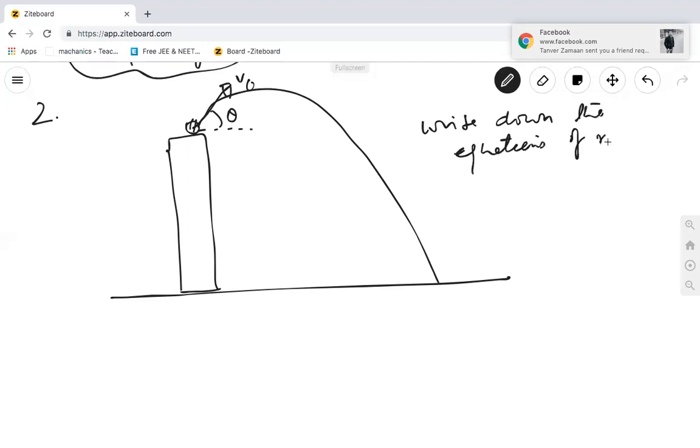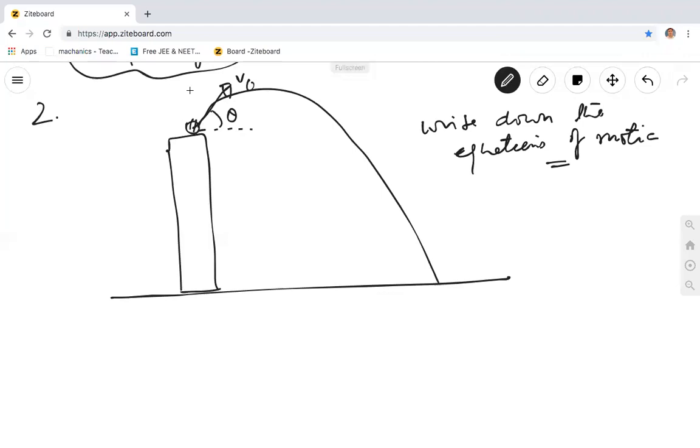of motion. That is all. Once I write down the equation of motion, and V0 will be given, theta will be given, you substitute this theta and V0 in those equations, and you will determine all the unknown parameters.